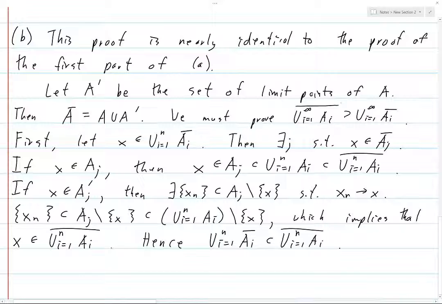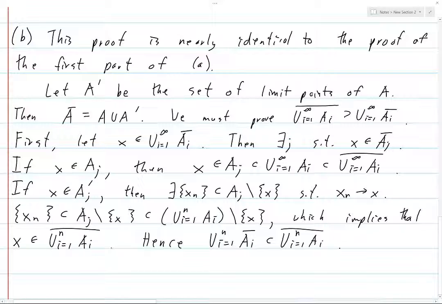Okay, so first, we'll take X to be an element of the infinite union of the closures. Then there still is some J such that X is contained in the closure of AJ. And if X is in AJ, then X is contained in AJ, which is contained in the infinite union of the AIs, which is contained in the closure of the infinite union.